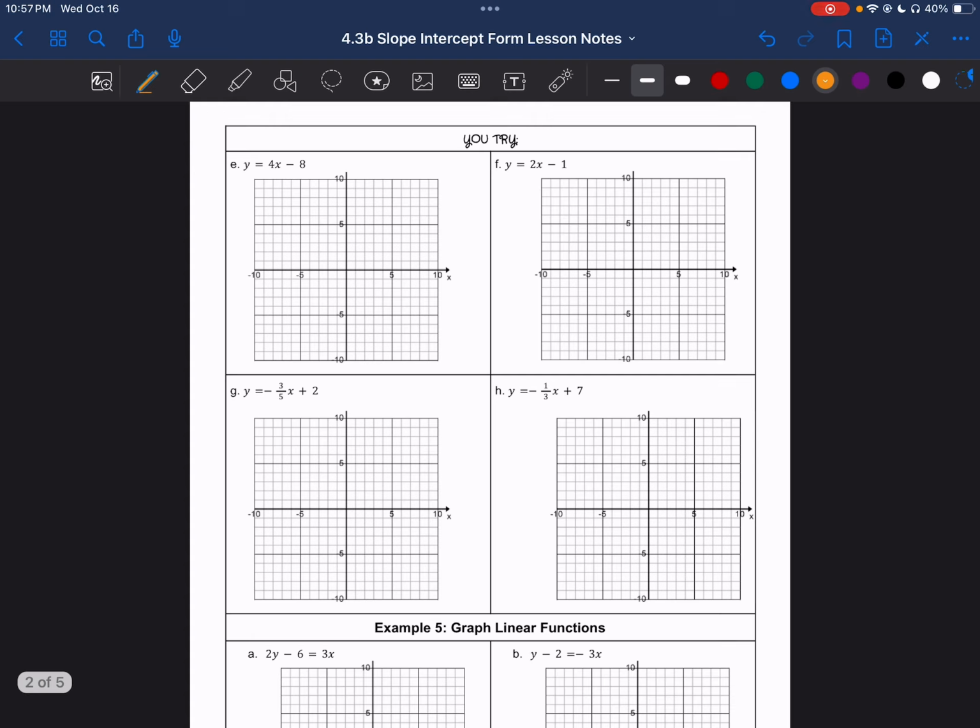All right, so the next page has four you try problems. I would like you to try these on your own and then come back and check your work against mine.